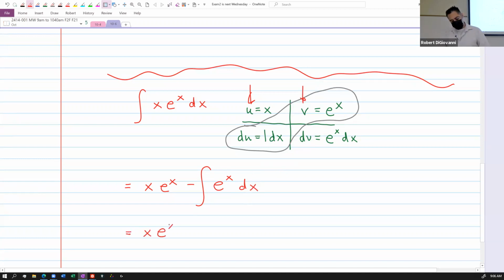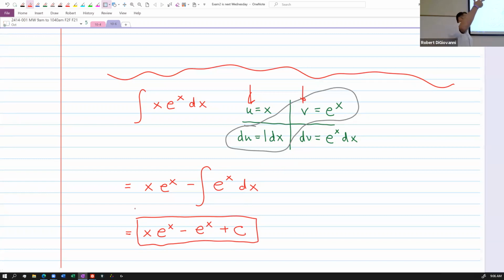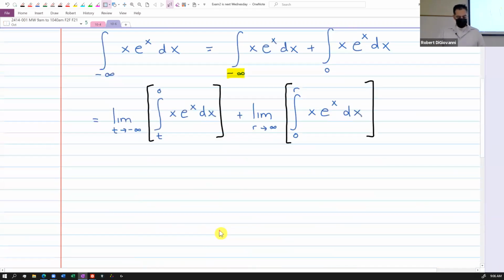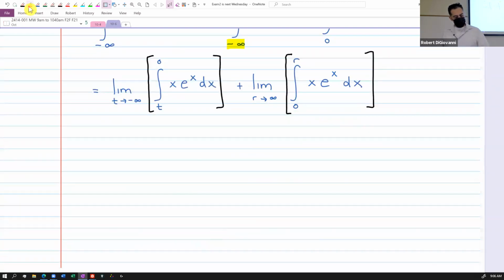Antiderivative of e to the x is itself plus c. So that would be the good old-fashioned antiderivative, if that's all we had to do, right? That's it. But that needs to be plugged in up at the top with our definite integrals. So let's go ahead and take that answer and plug it in here.